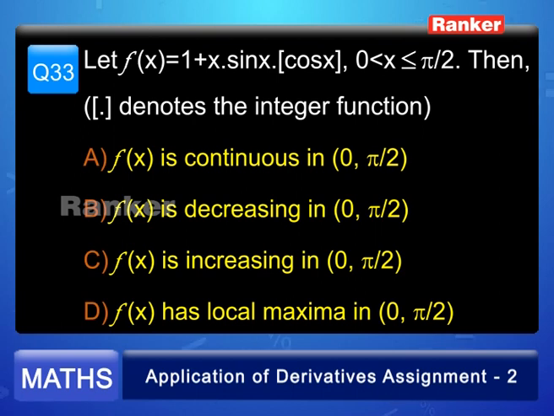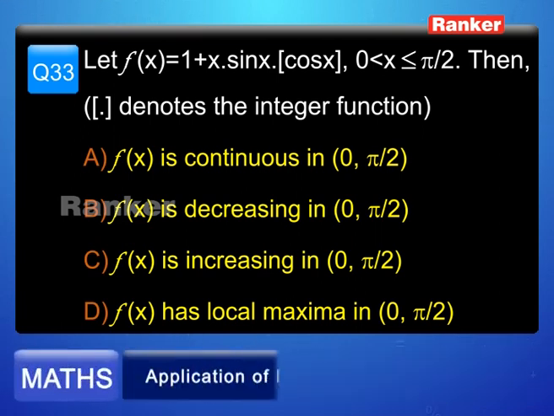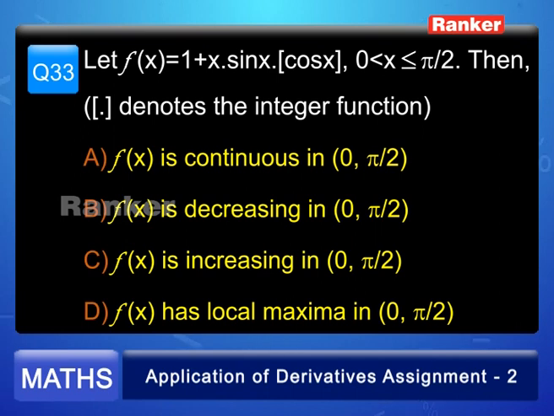Next question. Let f of x equal 1 plus x into sin x into the integral part of cos x, where x lies between 0 and pi by 2. Option A, f of x is continuous in 0 to pi by 2. Option B, f of x is decreasing in 0 to pi by 2. Option C, f of x is increasing in 0 to pi by 2. And option D, f of x has local maxima in 0 to pi by 2.